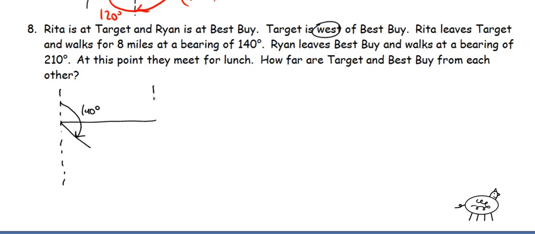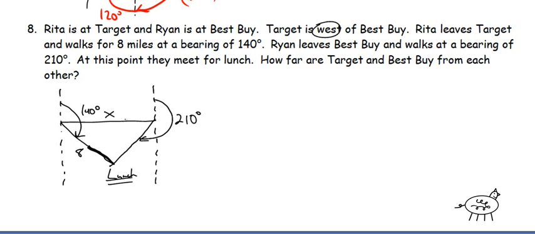Ryan leaves Best Buy. Can't imagine them leaving. And walks at a bearing of 210 degrees. So it's going all the way around, and this is about 210 degrees. So here. A little messy there. Okay, and this is 210 degrees. And she walked for 8 miles. So there's an 8 here. We don't know how far Ryan went. They're meeting for lunch. This is lunch, L-U-N-C-H. It's one of my 3 favorite meals of the day. How far are Target and Best Buy from each other? So you're looking for this.